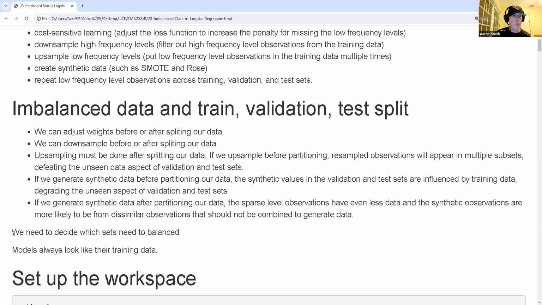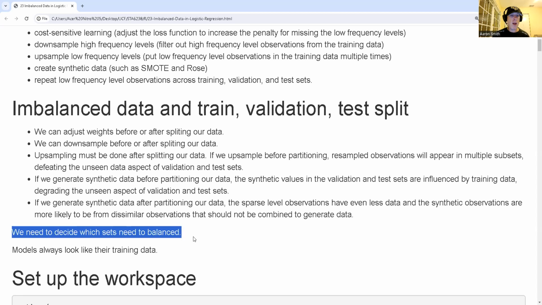Now, one thing about dealing with imbalanced data: I don't have to balance my test set. I don't have to balance my validation set. I don't even have to balance my training set. I could just balance validation or test, depending on my problem. More than likely, you're going to balance your training data.